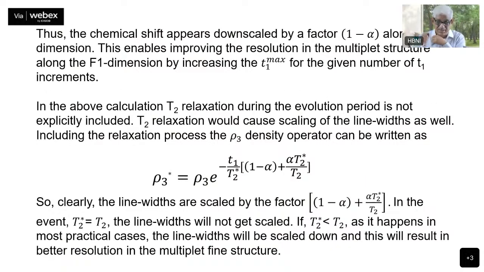Okay, so that is what is explained here. Therefore, by increasing the T1 max for the given number of T1 increments, we will get a better resolution. Okay, now what about the line width? Of course, can we afford this all the time? If we reduce the separation between the peaks, of course they can merge also. You have to take care of that. How much do you want to scale it down? Alpha is your choice, whether you make it 0.5, 0.6, 0.7, 0.8. Of course, it has to be less than 1. To whatever extent you can afford it, you can choose the value of alpha. Now, what about the line width? The line width also will get changed when you do this.